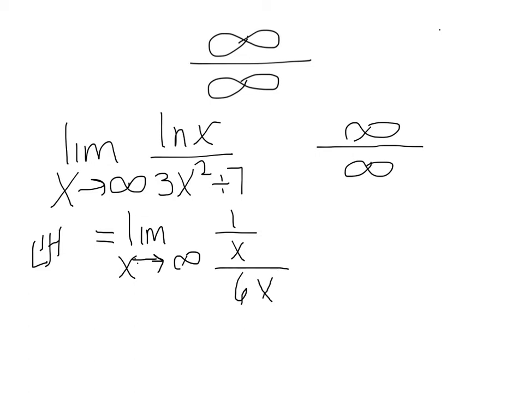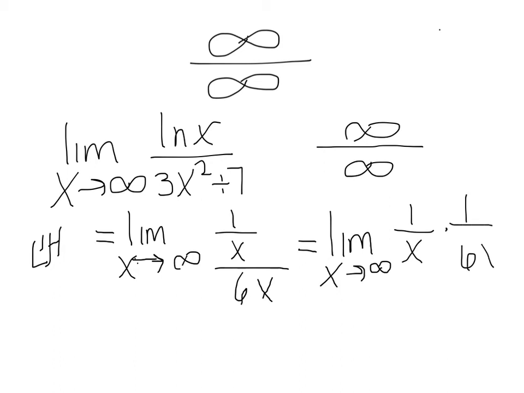From this point, we're just going to do a little bit of algebra. If we simplify this expression after our limit, so I'm not doing L'Hopital's here, I'm just simplifying, it's going to be the limit as x goes to infinity of 1 over x times 1 over 6x. Remember, when we're multiplying, we multiply across the top and the bottom, so this is the same as the limit as x goes to infinity of 1 over 6x squared.